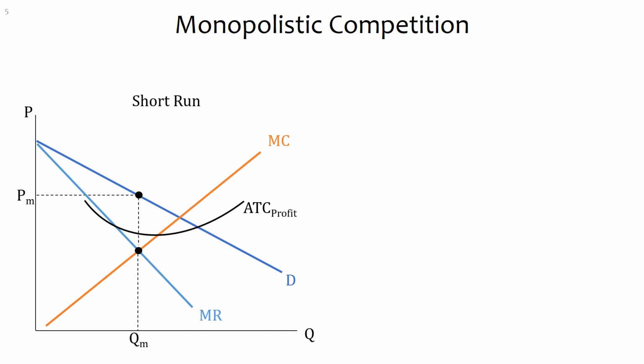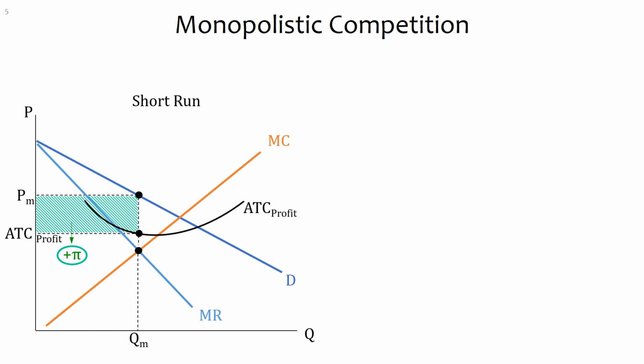Okay, now if you want to find the profit, the formula for profit was quantity times price minus average total cost. We just found that, right? So you need to have the average total cost curve, and you need to find the distance between the price and the average total cost. Okay, so in this case, we have that level, and the shaded area is the profit. So this is the case where the firm is making positive profit in the short run.